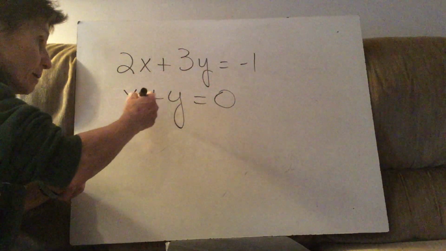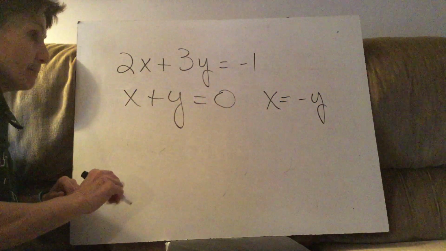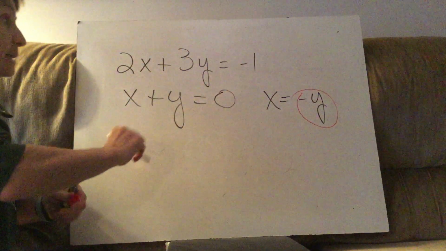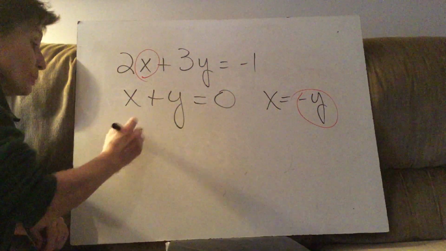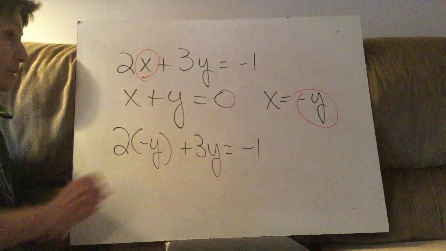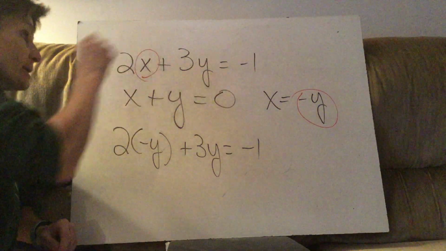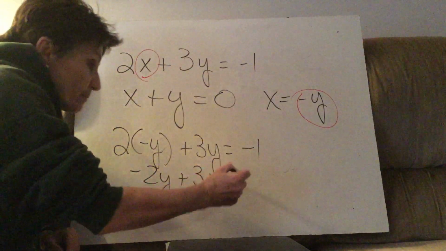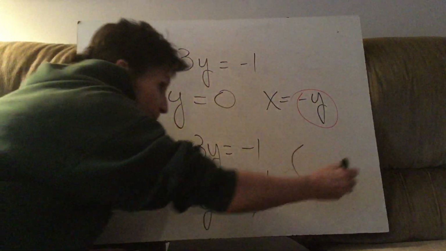Just pick one. I'm just going to say x equals negative y. I'll move the y to the other side. And then I will take this guy right here and substitute him in for x. So 2 times negative y plus 3y equals negative 1. Taking that negative y and sticking it right in here in place of x, substituting it in for x. So negative 2y plus 3y equals negative 1.